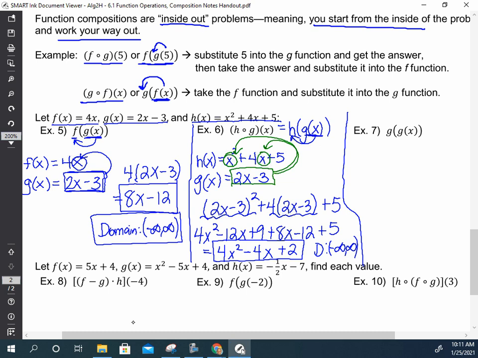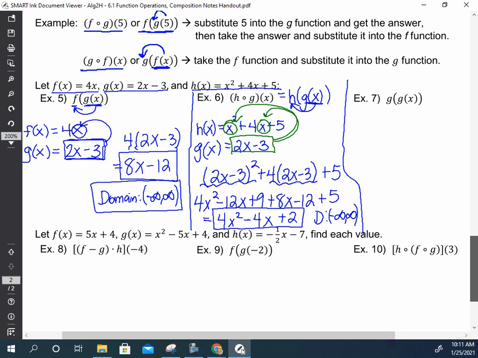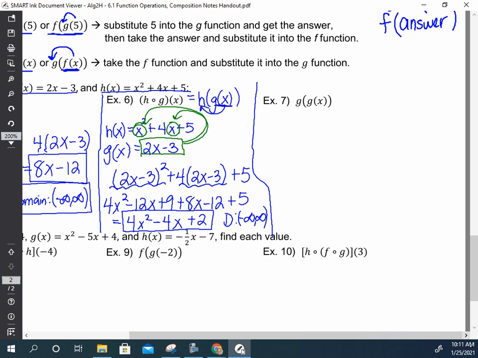Any questions for example 6? All right, so let's do 7.